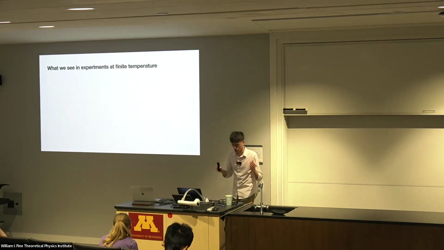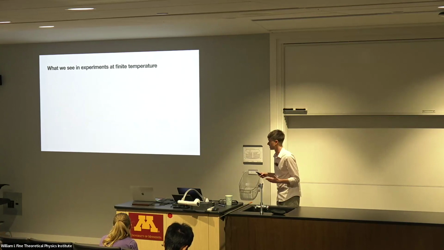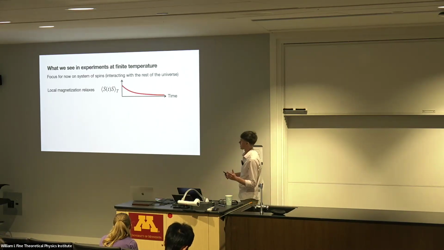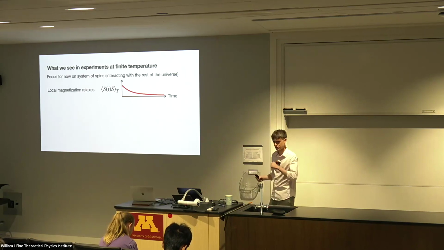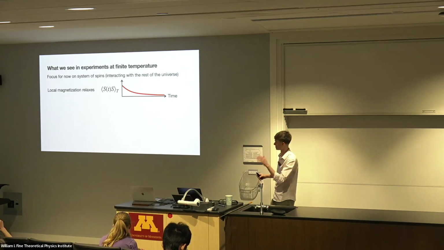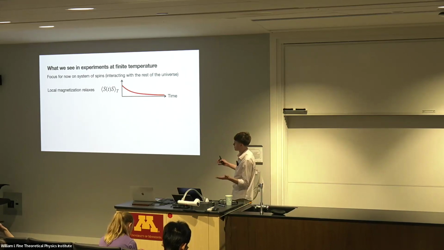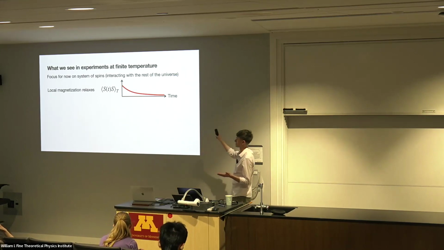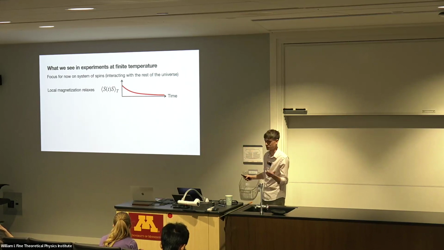Okay, so what is it that we see in our experiments on finite temperature systems? So if we imagine that we were focusing on a bunch of spins, they're not in isolation, they're interacting with everything around them, other things in the material and maybe some external driving, whatever. So what we might observe is that the autocorrelation function of our spins relaxes in time, okay? This is a kind of caricature of what you'd see in an experiment.